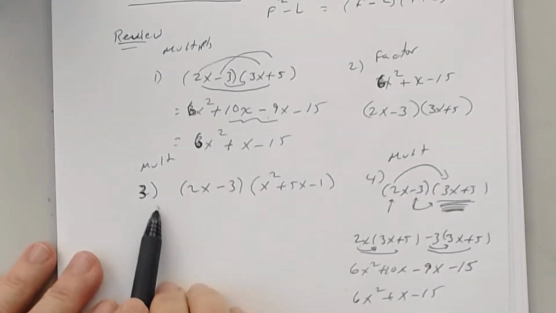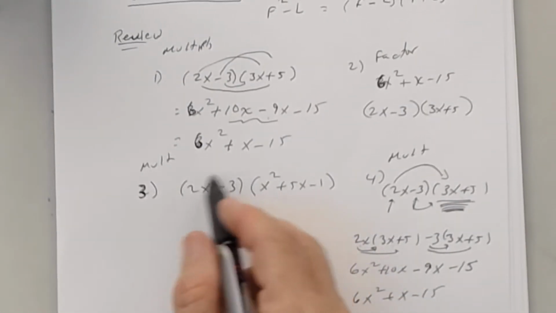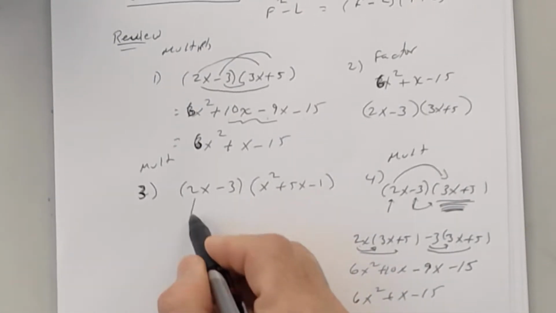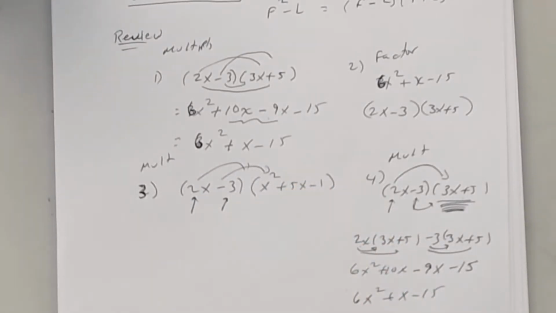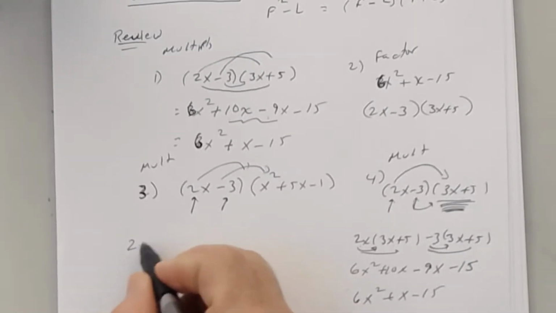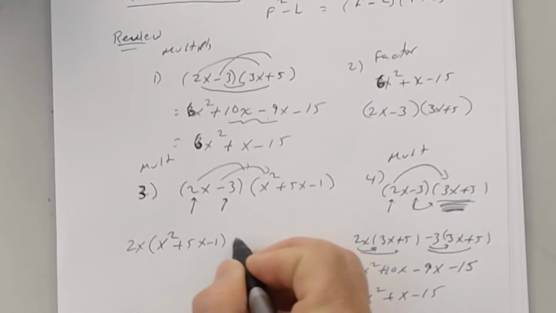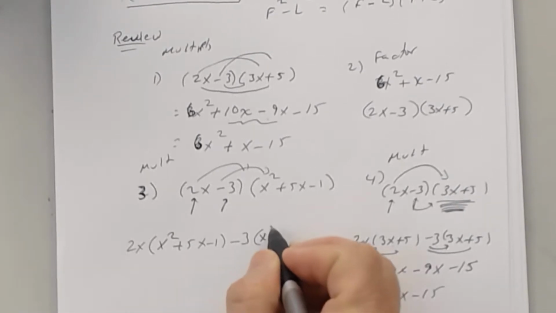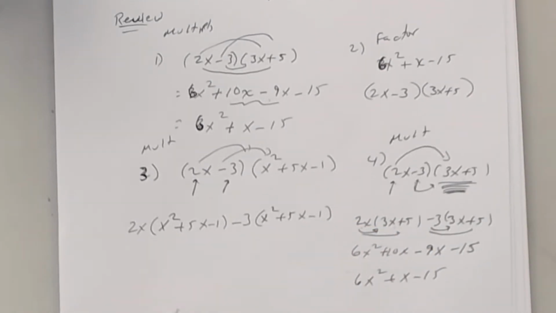So when I go back to number 3, I can't use the FOIL method. So what's the only method I know I can use? Distributive property. So how many terms are inside that first parentheses? 2. So each of those terms are going to be multiplied by this trinomial. So you're going to say 2x times this trinomial, and then minus 3 times this trinomial. And just like I did this, the next step is to get rid of the parentheses.